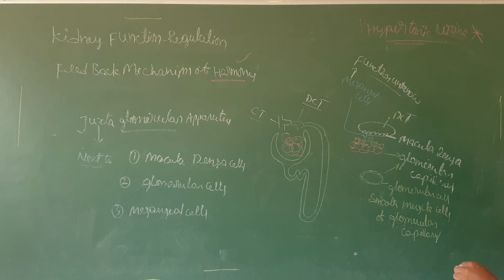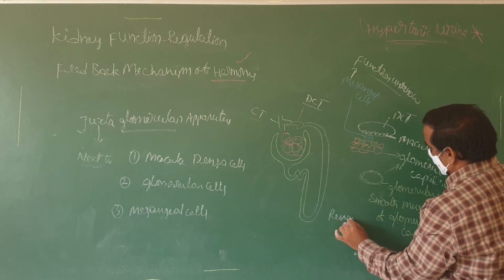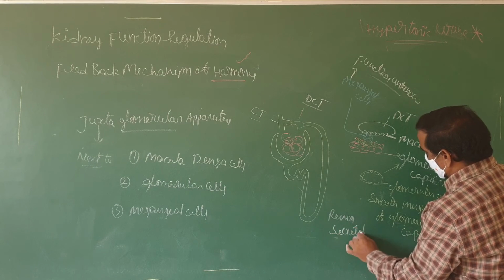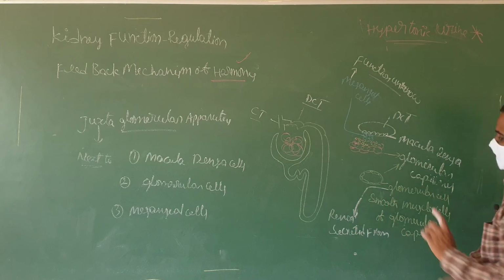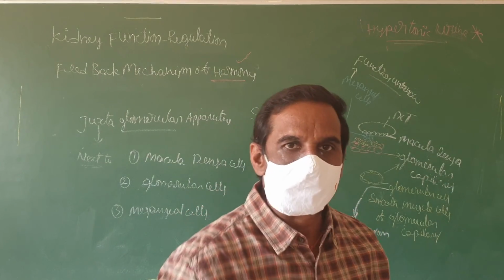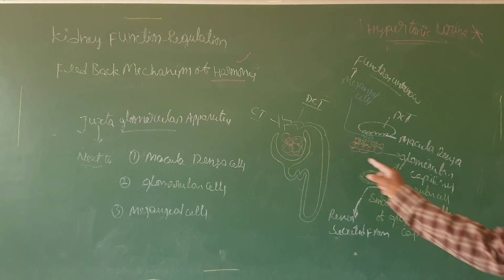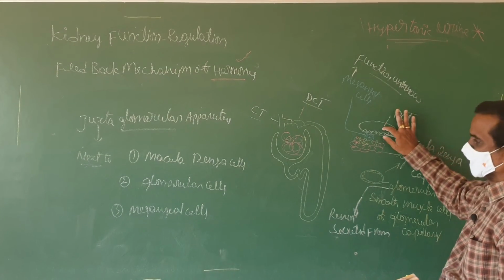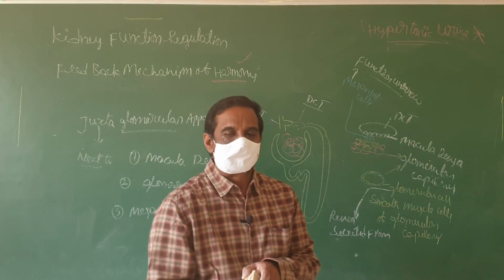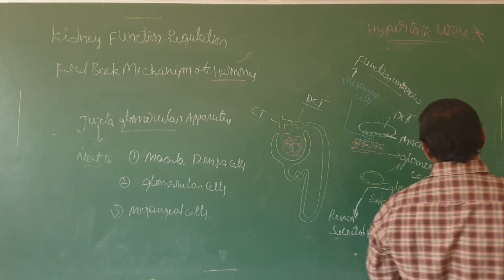Now, from which cells is renin secreted? Already we have discussed, renin is secreted from glomerular cells. This will be the arrangement of the JGA, juxtaglomerular apparatus. The juxtaglomerular apparatus is formed by three types of cells: macula densa cells, glomerular cells and mesangial cells. Macula densa cells are the cells of the DCT. Cells of the DCT are called macula densa. Then glomerular capillaries, especially tunica media, smooth muscle cells.